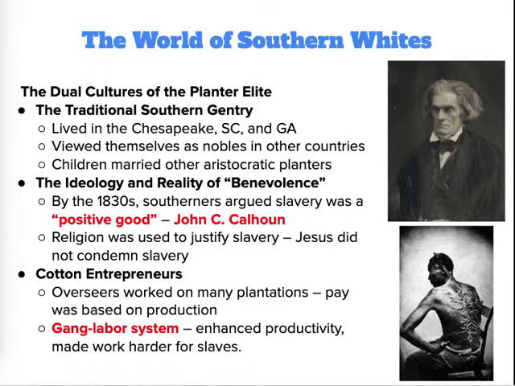The world of Southern whites. The dual cultures of the planter elite. American slavery had taken root on tobacco plantations in the Chesapeake and in the rice fields of the Carolina Low Country. It grew to maturity on the cotton fields and sugar plantations of the Mississippi Valley. Westward movement had profound impact on the approximately 3,000 wealthy planter families of Southern society.